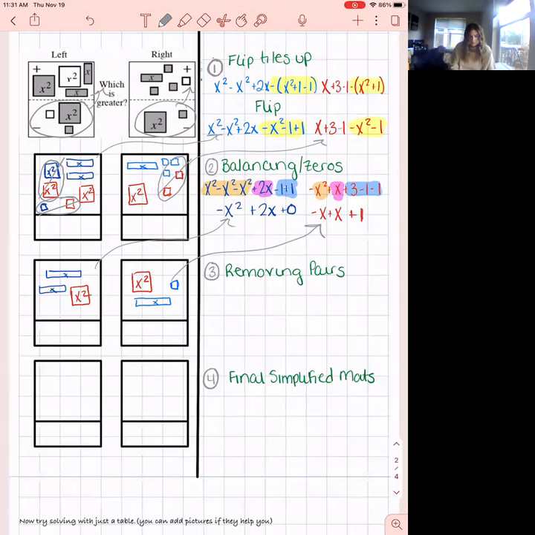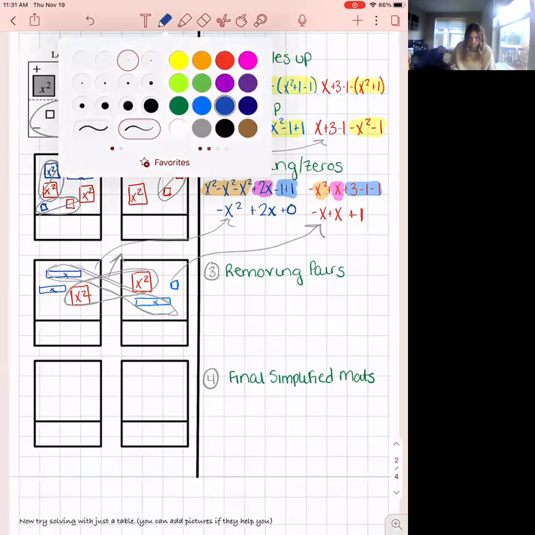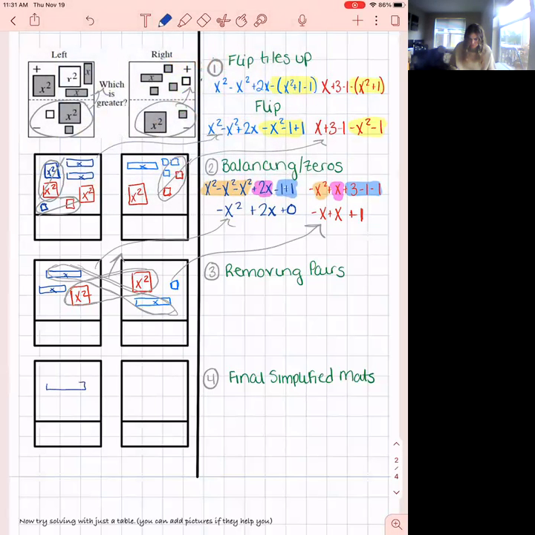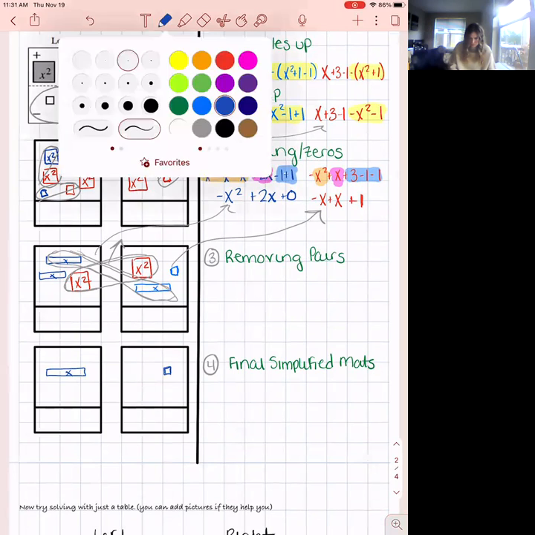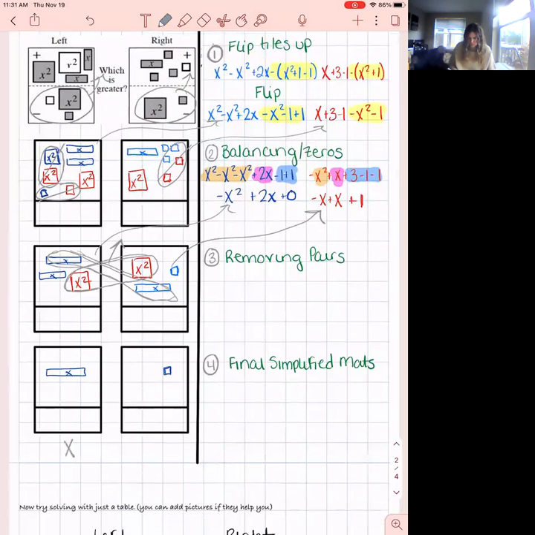All right, we're removing some pairs. So things that are exactly the same. These both have red x squares, and these both have at least one blue x tile. So that stuff is going to be removed. I'll redraw what's left. On the left side, the only thing I have left is x. And on the right side, the only thing I have left is a unit tile. So my final mats are x and 1.